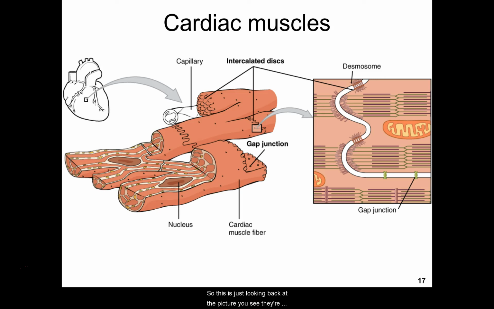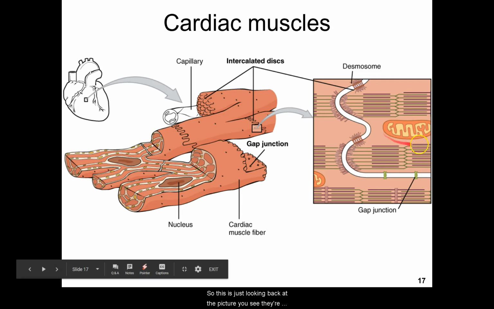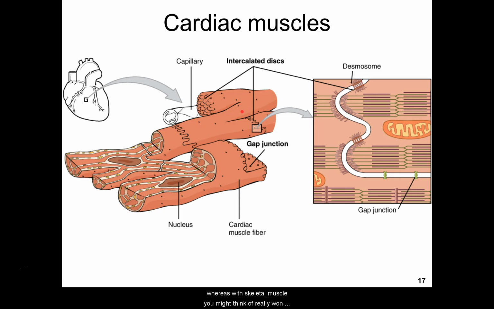So this is just looking back at the picture. You see they're loaded with these mitochondria. They do in fact branch, whereas with skeletal muscle you might think of really one super long cell with many nuclei that doesn't really branch ever. You'll notice this picture of this cross section. It's got a bunch of these mitochondria in it, those kidney bean looking things, to make lots of energy.